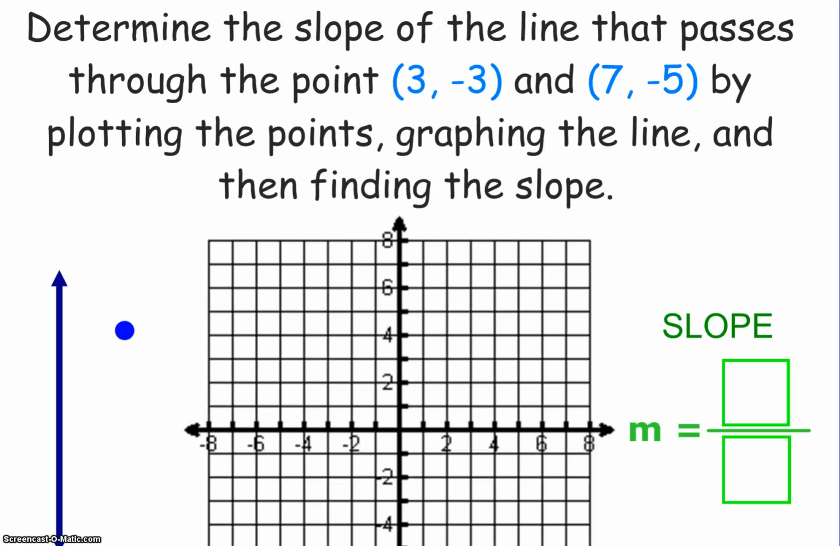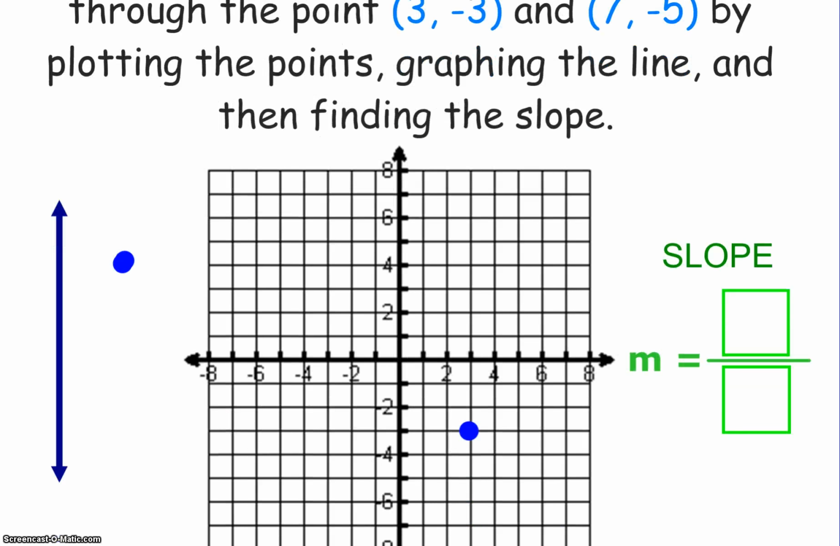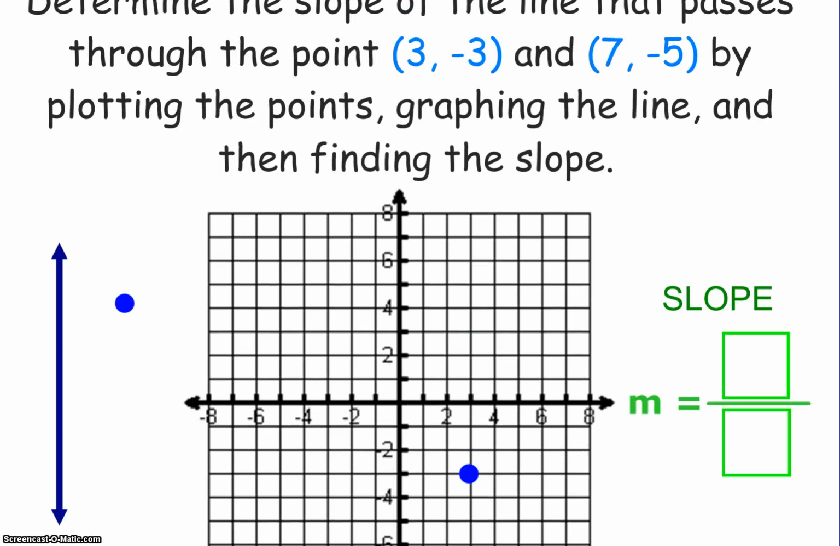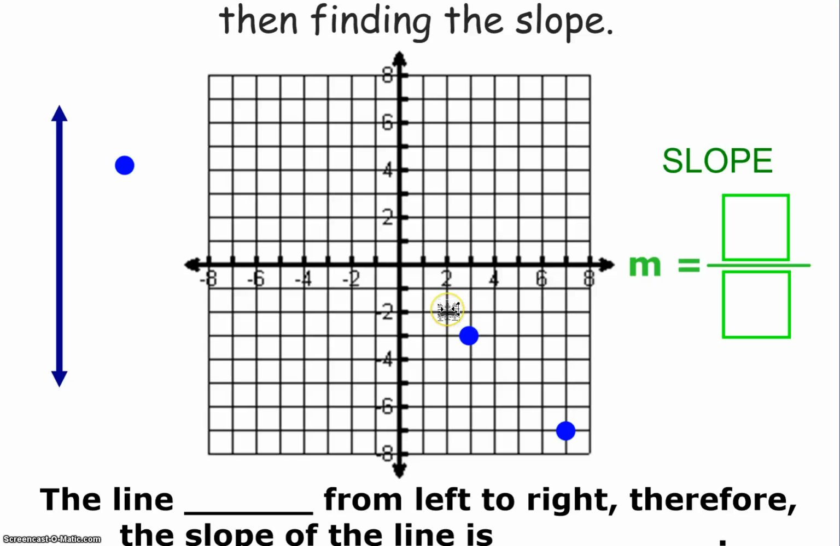Let's go to another example. 3, -3. So you run to 3 and you go down to 3. And 7, -5. You are drawing this in your notebook or the files that I gave you. 7, -5. So draw your line.